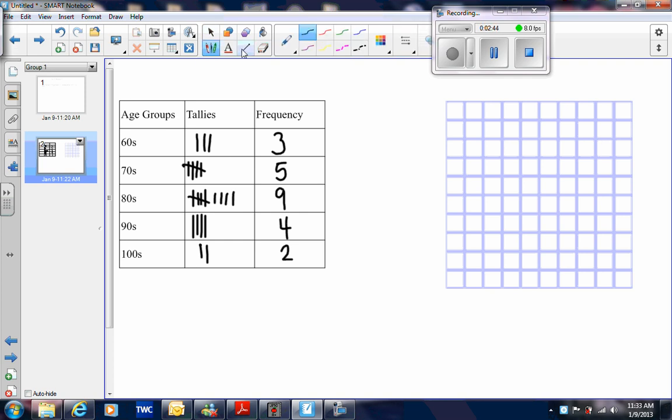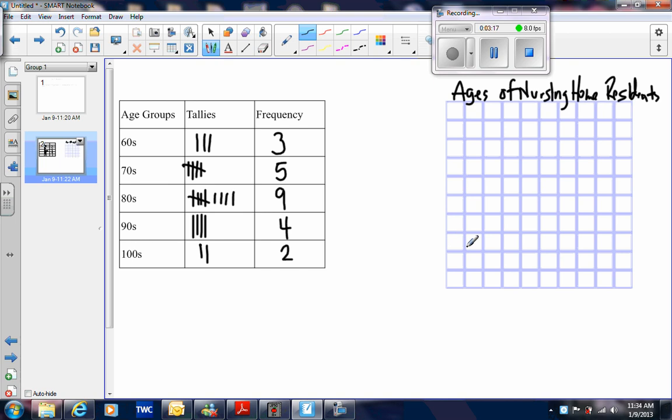All right, so if we're going to do this, then we go through and tell what we're going to graph. So I've got a spot for a title up here. I would say ages of nursing home residents. All right, now I look at my groups. I've got 1, 2, 3, 4, 5 groups.